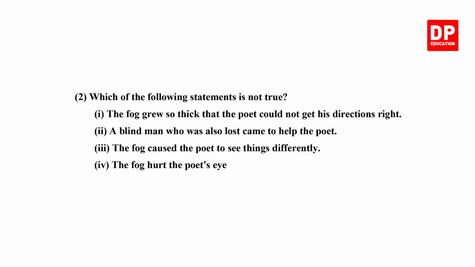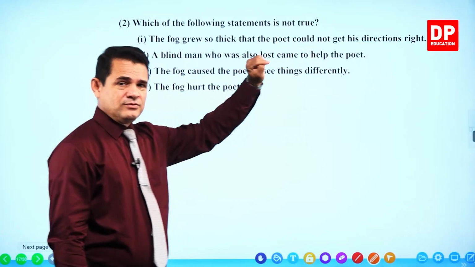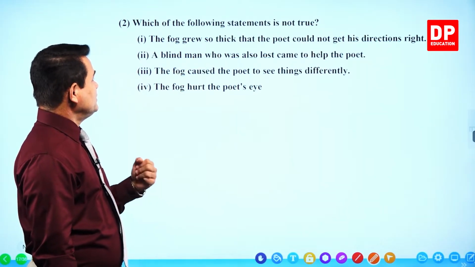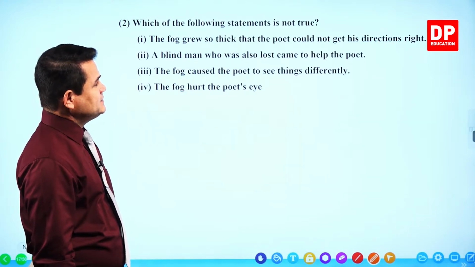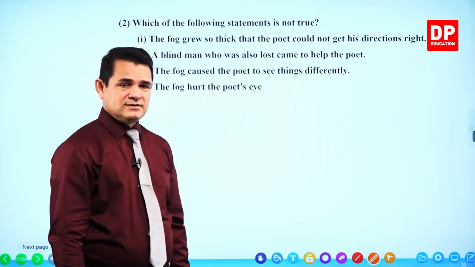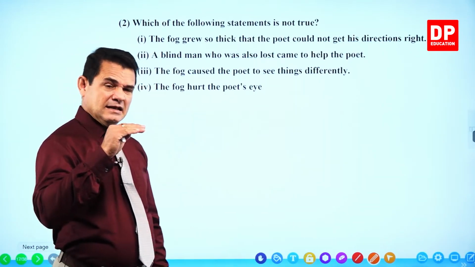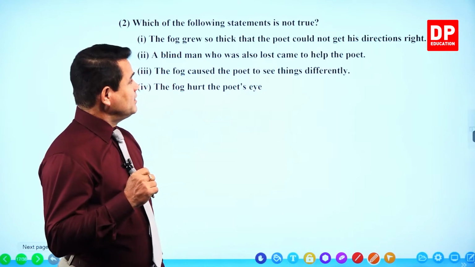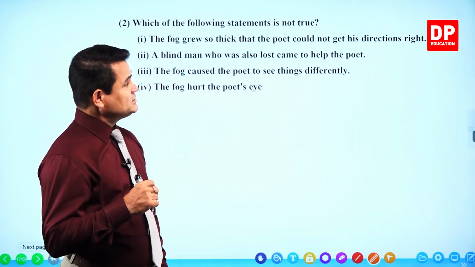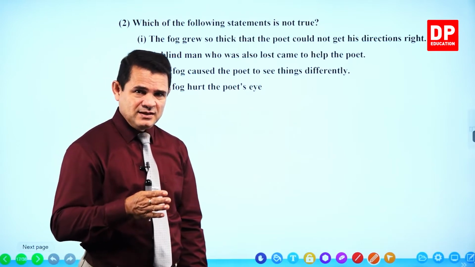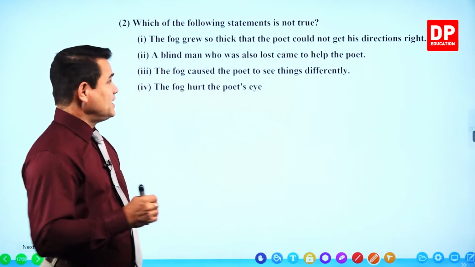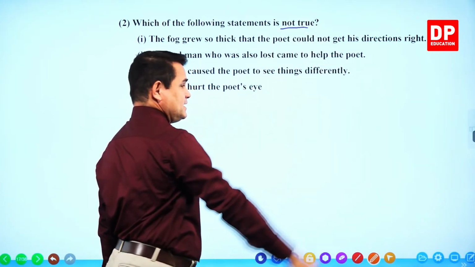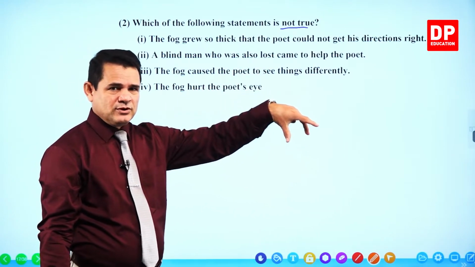Which of the following statements is not true? First one, the fog grew so thick that the poet could not get his directions right. The fog grew thicker, and the poet could not find his way. It's true, that was said. We are asked what is not true. That happened in the poem, as you understood.